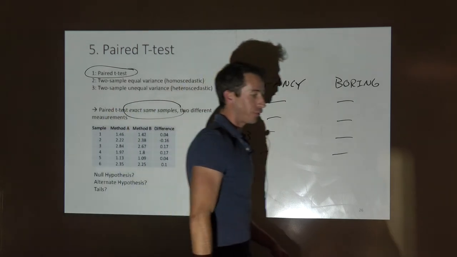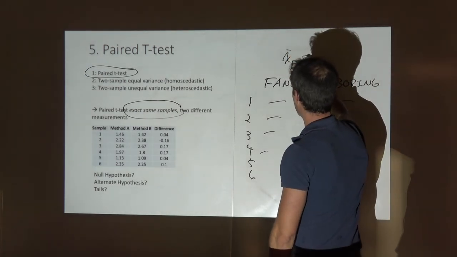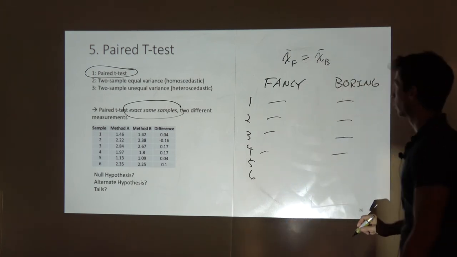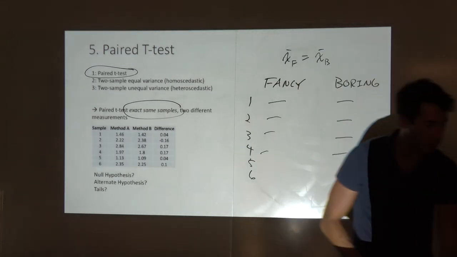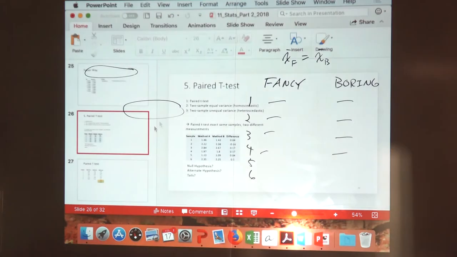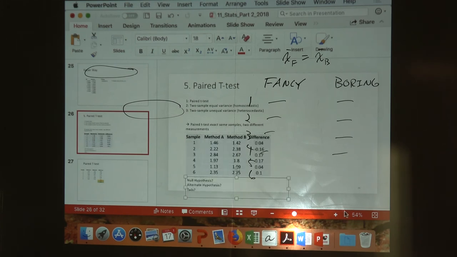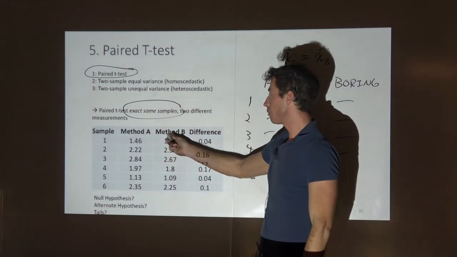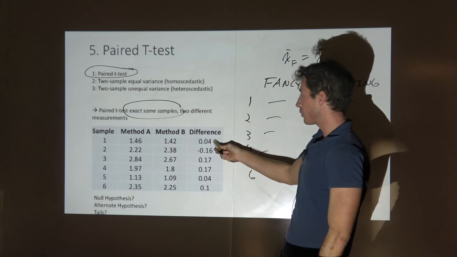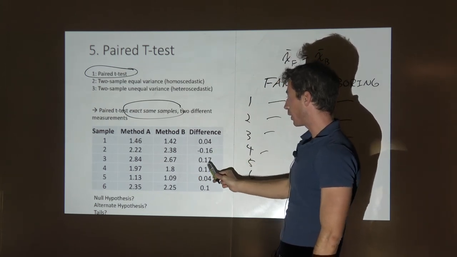So again, what's the null hypothesis here? The null hypothesis is that there's no difference between X bar fancy and X bar boring, right? And the alternative hypothesis would be that there is some difference. So in this example, it's really small too. This is the data that I'm using. Okay, so method A, method B, here's the difference between method A and method B. Okay, here it's bigger, A is bigger, A is smaller, A is bigger, bigger, bigger, bigger.